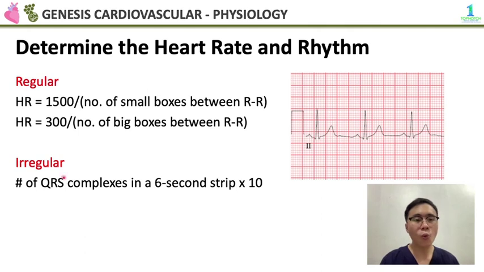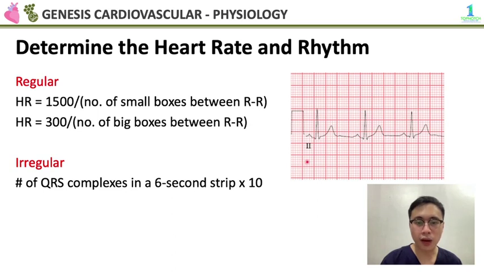What if it's irregular? Say, for example, the patient has atrial fibrillation or the rhythm is irregular. You cannot use this formula, because the R to R of one beat differs from the R to R of the next, so that would be very misleading. What you do is count a 6-second strip, or basically count 30 big boxes.